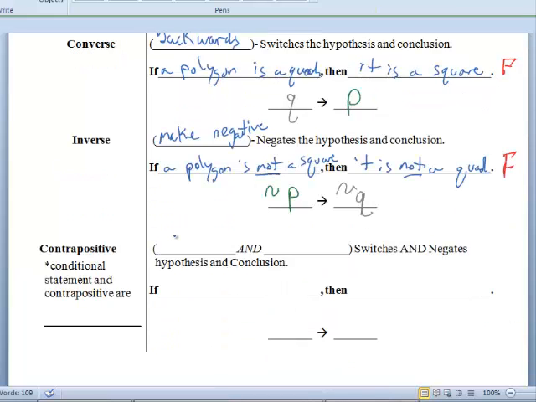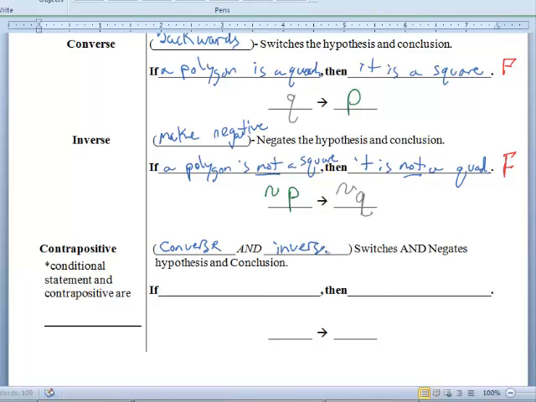The last statement I can make is called the contrapositive. The contrapositive is actually a culmination of both the converse and the inverse. So the converse and the inverse together. What that does is it switches the hypothesis and the conclusion and negates it. So switching that, I'll say if a polygon is not a quadrilateral, then it is not a square.